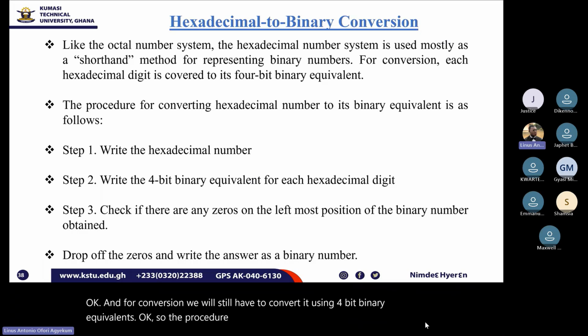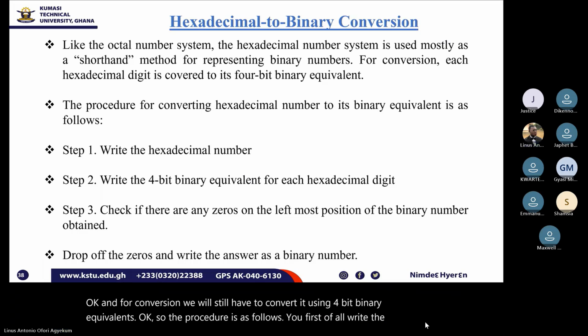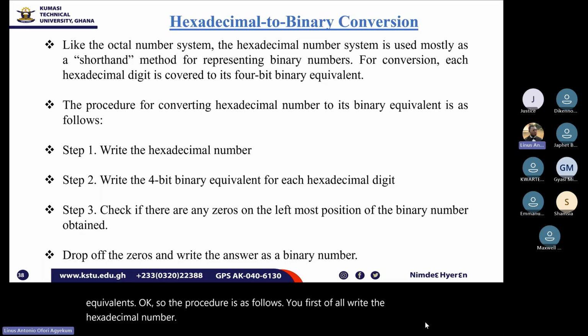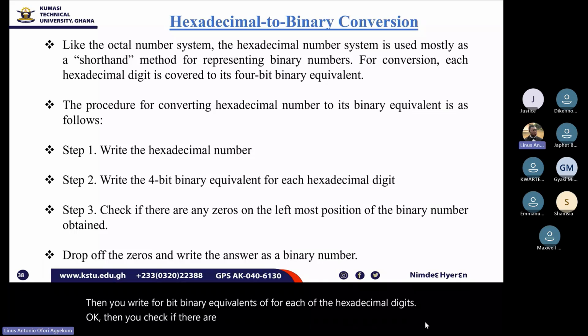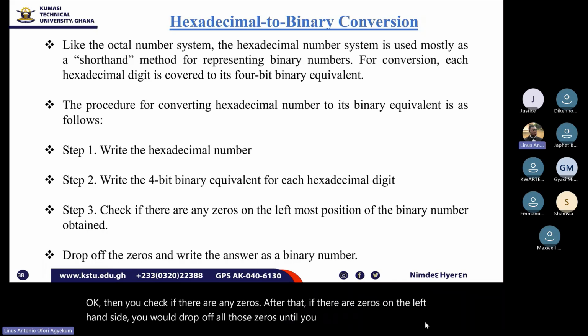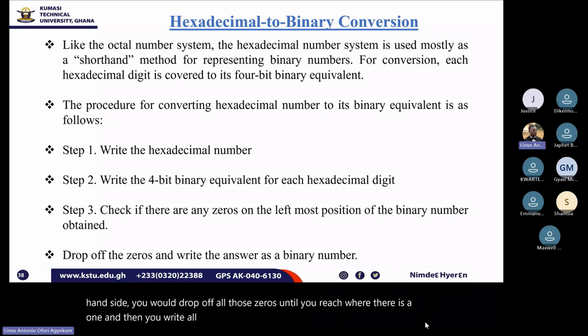You first of all write the hexadecimal number. Then you write 4-bit binary equivalents for each of the hexadecimal digits. Then you check if there are any zeros after that. If there are zeros on the left-hand side, you drop all those zeros until you reach where there is a 1, and then you write all that as the binary equivalent for that hexadecimal value.